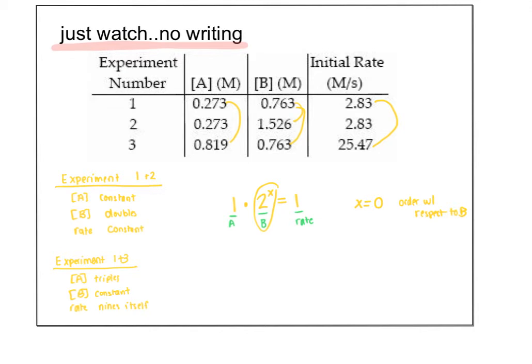So on this one, I'm going to show you the way we normally do it. When something's constant, I don't even put it in this equation, right? Because it's timesing by 1. So let's just look at A. A tripled, so 3 to the x equals, and what did the rate do? It 9'd itself. So this would be A. This would be the rate.